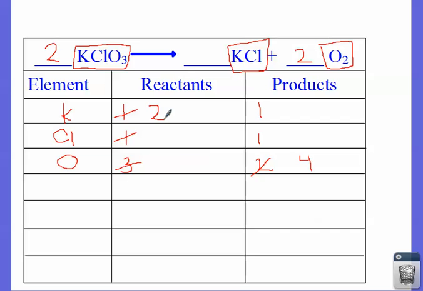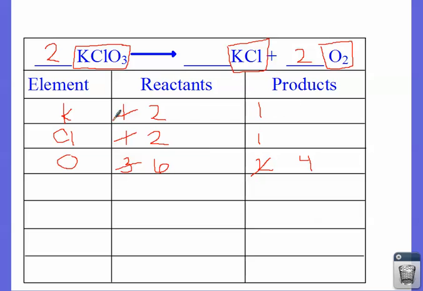So I've got 2 Ks now. I've got 2 Cls now. I'm sorry, 2 Ks, 2 Cls, and 6 oxygens. All right, well, I just take my next step. I go back to my product side. And now I'm going to look at trying to get my Ks balanced.